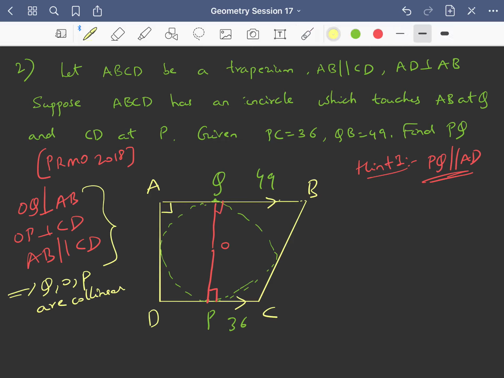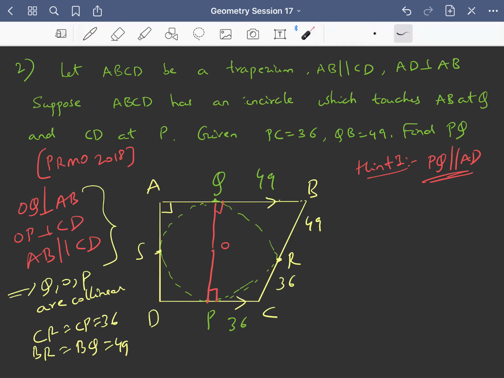Now what we are doing is, let us say this point is R and let us say this point is S. So now I can say that CR is equal to CP is equal to 36 and BR is equal to BQ is equal to 49, because the length of tangents from an external point to a circle are equal. Okay. Now the problem is pretty straightforward.